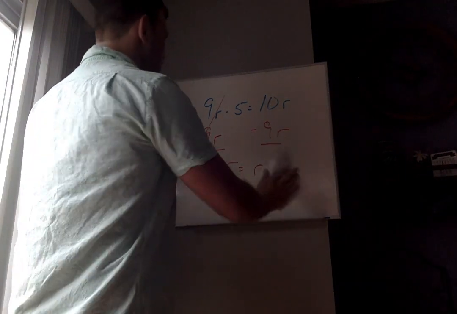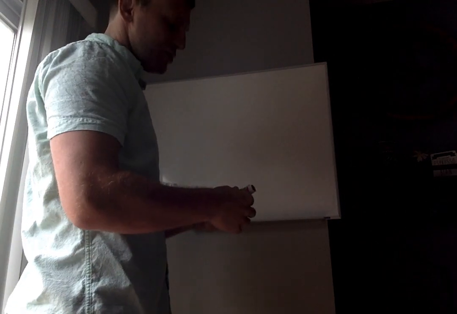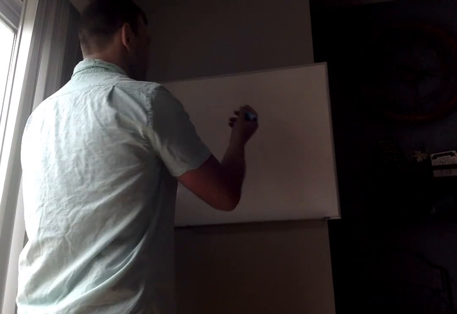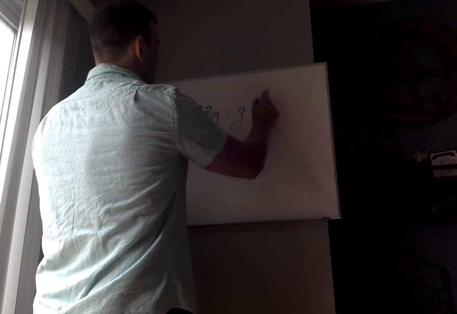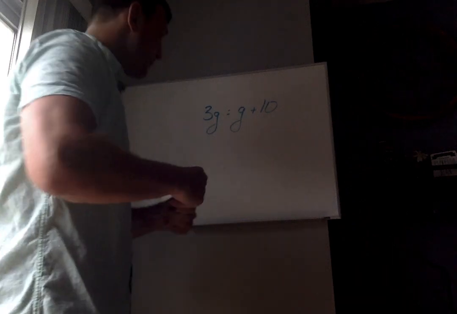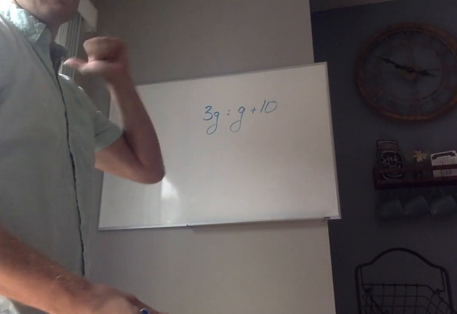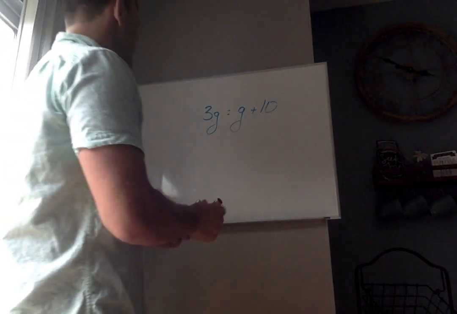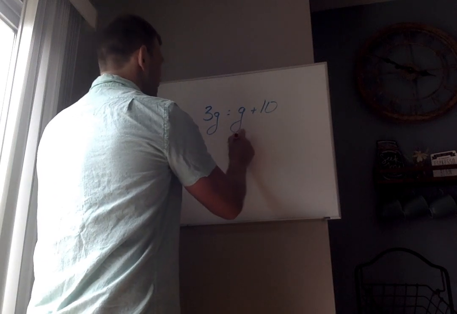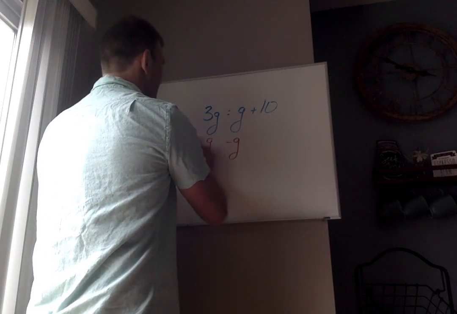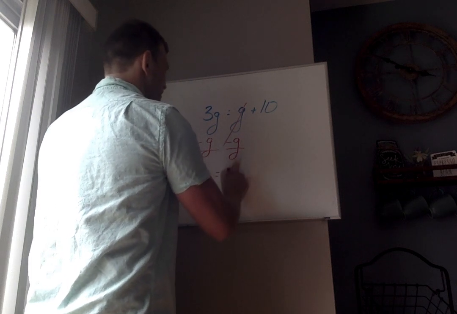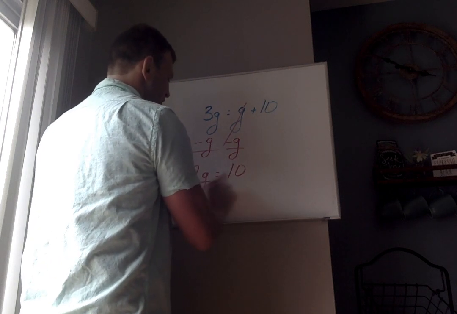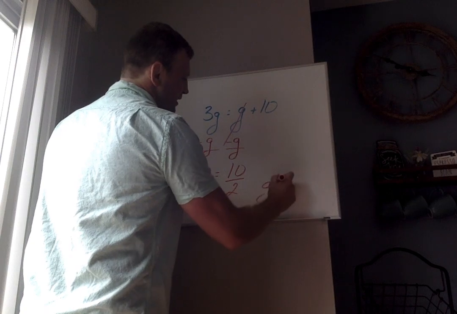So the next one says 3g equals g plus 10. In this problem, I'm going to move all the variables to the left side, just because it's going to be easier. So I'm going to subtract that g, and we get 2g equals 10. I'm going to divide by 2, and I get g equals 5.